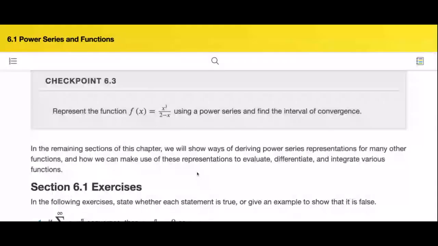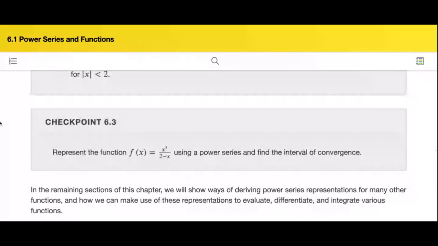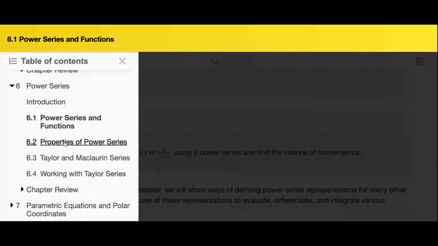Okay, if not, I think that's it for today. Let's go back to the textbook. Today we learned power series, and some functions can be represented with a power series with certain conditions, especially rational functions. Next week, next Monday, we're going to talk about properties of power series, and then next Thursday we're going to talk about very important series, Taylor series and the Maclaurin series.